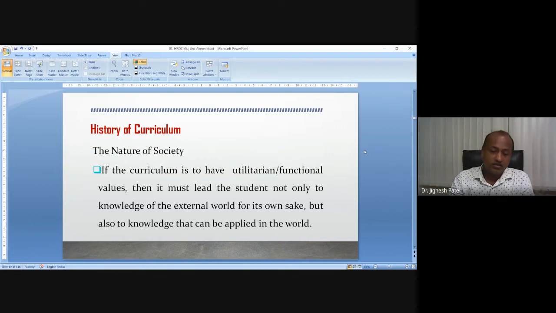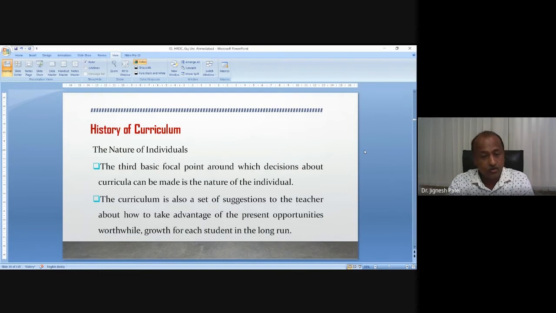The constructive approach is also in focus nowadays. What does the constructive approach tell us? We have to give them a chance to construct their own knowledge with their own hands. We have to give them situations, give them problems; they have to take decisions and sort out the problems. In the same way, they construct the knowledge. So the nature of society is also important. And the third one is the nature of individuals, how the individual should be.